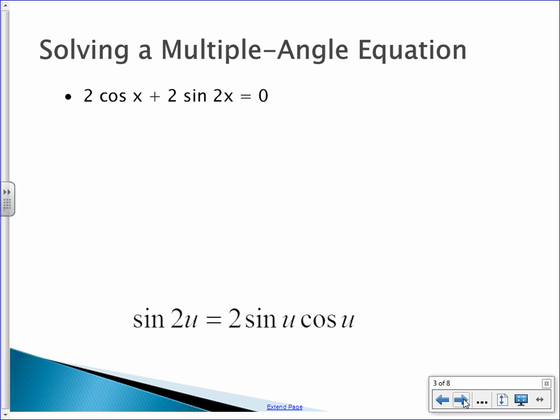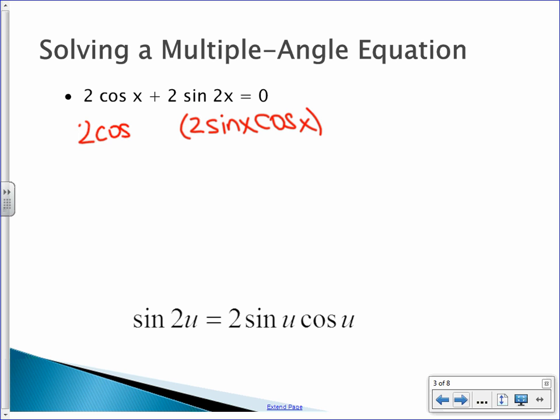No. So instead, I see that this has angle x and this has angle 2x, right? Can I do something to the sine of 2x? Yes, Mrs. Holman, we can. What is the sine of 2x the same as? So we're going to use x's instead of u's. That is the formula we just talked about. That's our double angle formula.